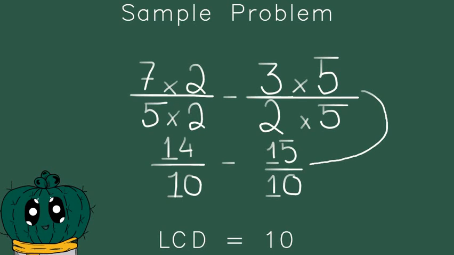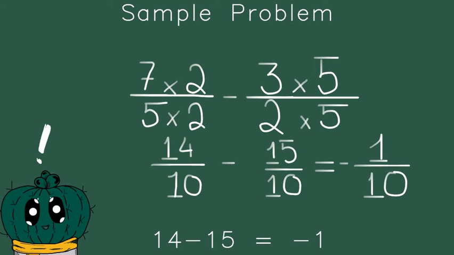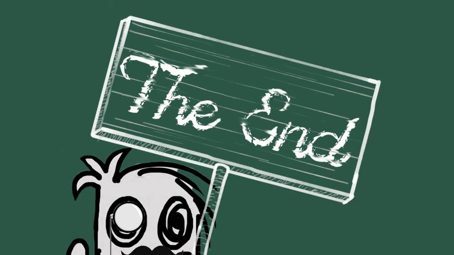So now what you have to do is similar to addition, you just subtract the numerators. 14 subtracted with 15, right? The denominator remains, but 14 minus 15 is equal to just minus 1. So negative 1/10 is going to be the answer. Now you can't actually simplify it any further, so this is just going to be the answer as it is. So that is all there is to subtracting fractions, and I really hope you learned something.